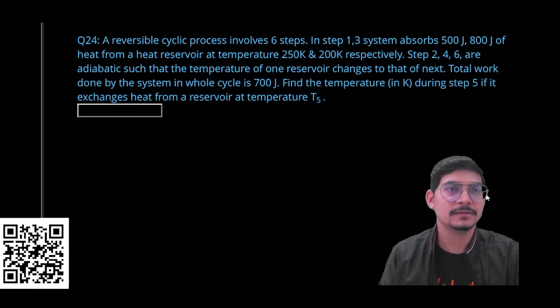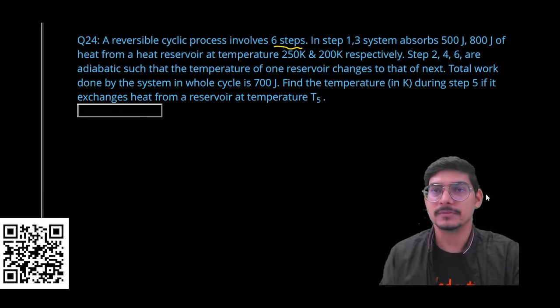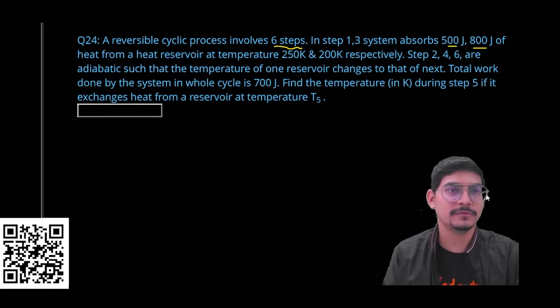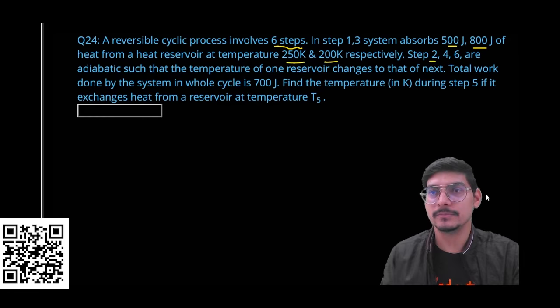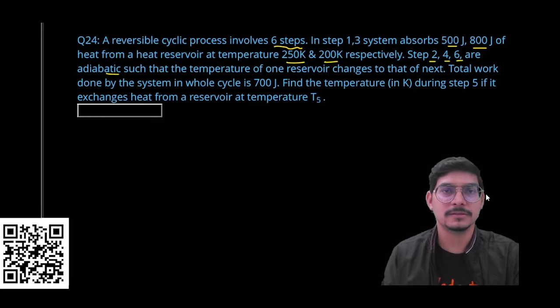Hi everyone. This question is based on thermodynamics. In this question, a reversible cyclic process is given that involves 6 steps. In step 1 and 3, the system absorbs 500 joule and 800 joule of heat from a heat reservoir at temperature 250 Kelvin and 200 Kelvin respectively. And it's also given that steps 2, 4 and 6 are adiabatic, such that the temperature of one reservoir changes to that of the next.